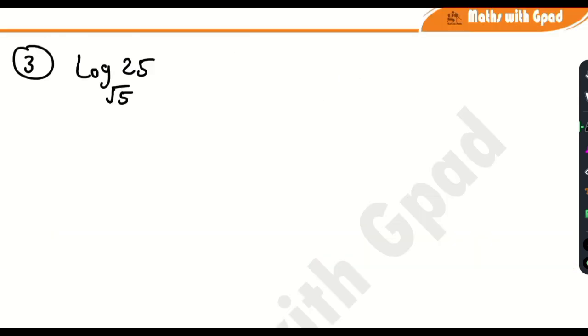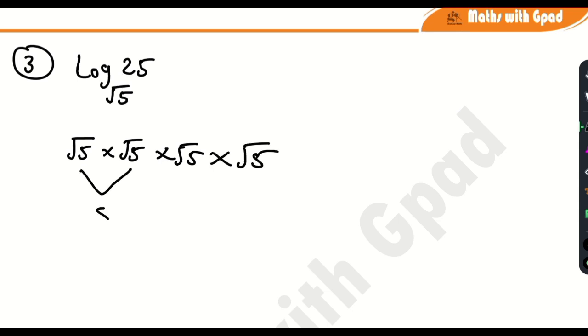So look at this one, log 25 to base root 5. Wow, this is somewhat different from what we did before. How many times will I multiply root 5 to give me 25? Root 5 times root 5 is 5, because root 5 times root 5 is root 25, which is 5. And then times root 5 won't give you 25. But when you now multiply again by root 5, let's do this together. Root 5 times root 5 is 5. Root 5 times root 5 is 5. So when you multiply 5 and 5, it gives you what?